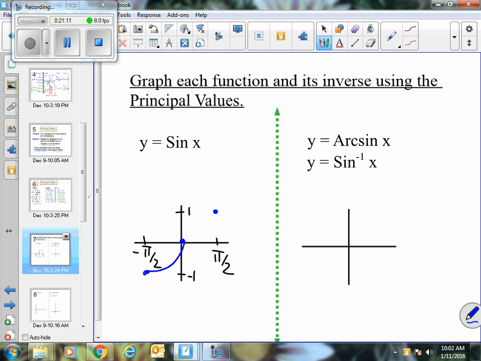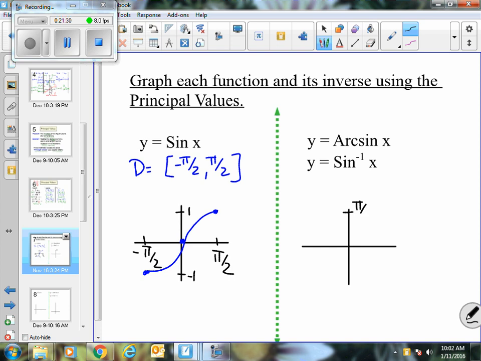So your graph, that little piece of sine, would be just this. Notice, really important, no arrows on the end because it doesn't continue. The limitation for domain is negative pi over 2 to pi over 2. So this is really important. Make sure you know that's limited. Okay, so for inverse then, the domain and the range switch.